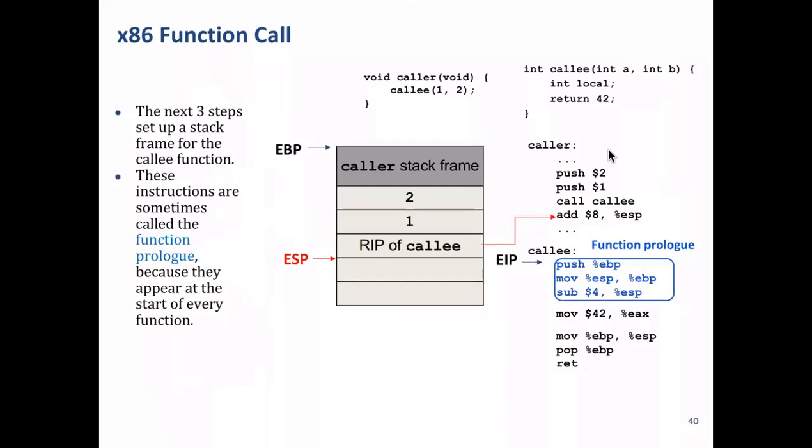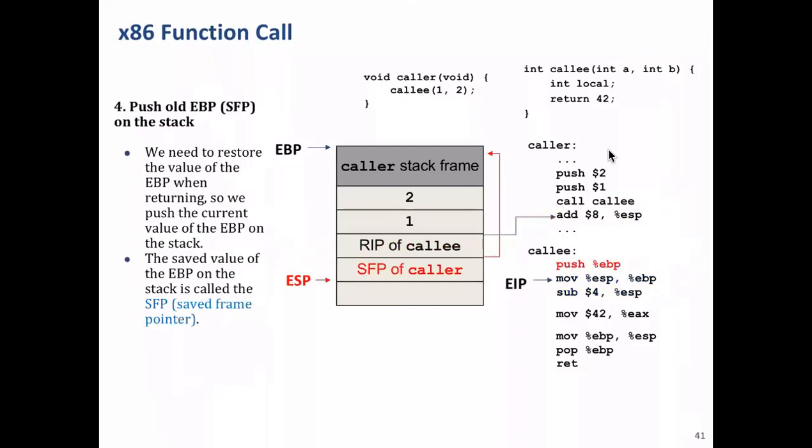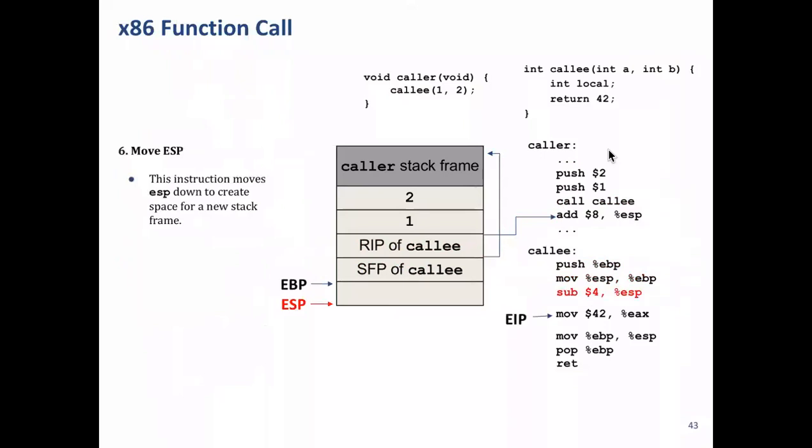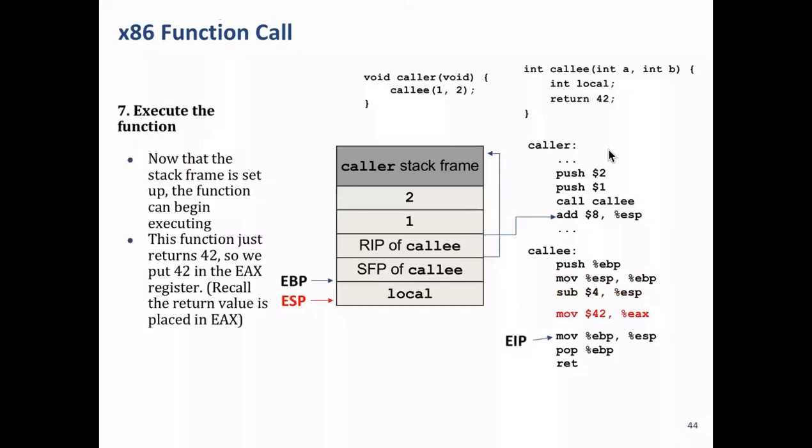When we execute any function, there are certain things we have to do beforehand. That is, push the old value of EBP, the base pointer, because we'll have to go back to the main program. Then we have to change the value of the stack pointer, so it becomes like this.